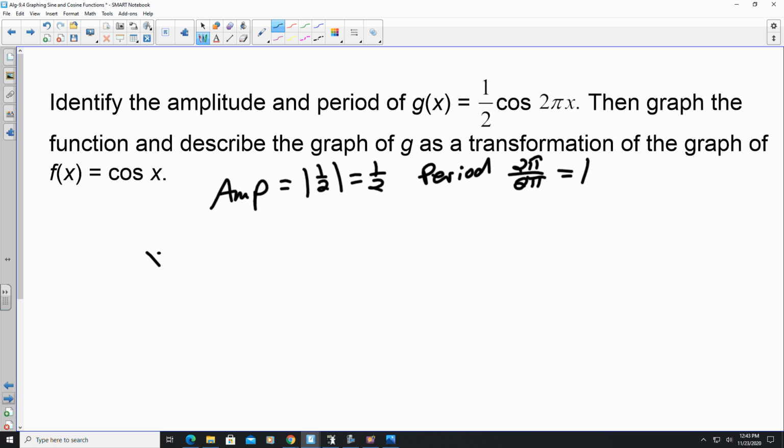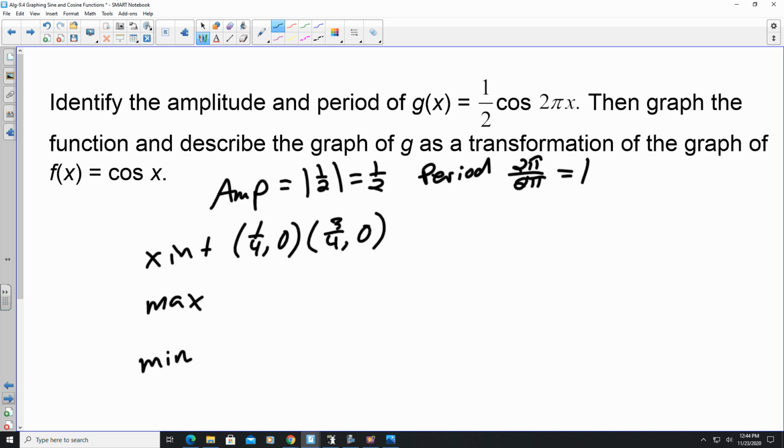All right, so it's cosine. We still have x-intercepts, max values, and minimum values. We have two x-intercepts. In this case, it's going to be 1/4 times the period, which is just 1/4, comma, 0. And then we have 3/4 times the period, which is 3/4, comma, 0. We have our max values. We have two of them. It's going to be 0, comma, whatever the amplitude is, which is 1/2. And we have the period, which is 1, comma, 1/2. Finally, we have one minimum, which is going to be 1/2 times the period, which is 1/2, comma, negative amplitude, which is negative 1/2.